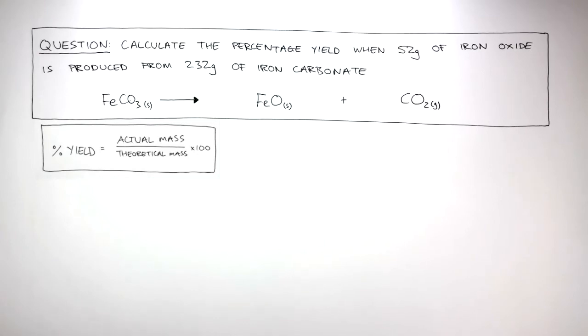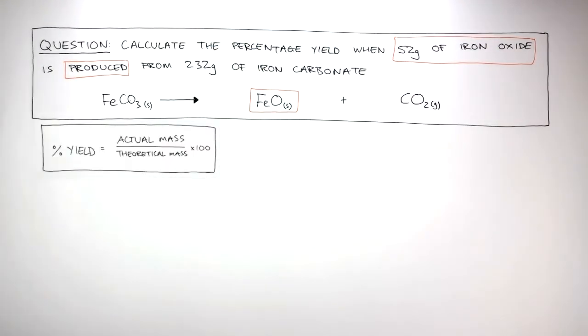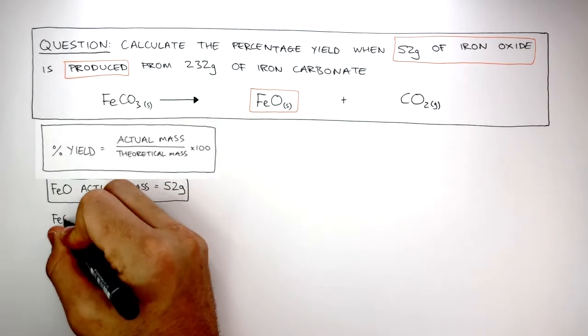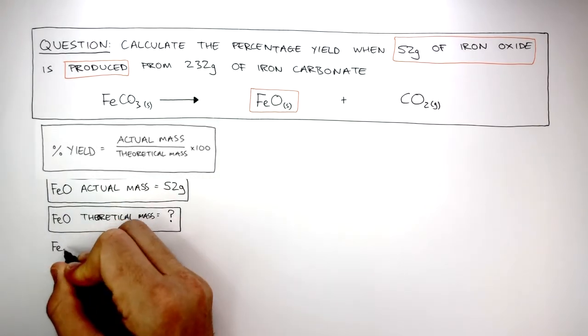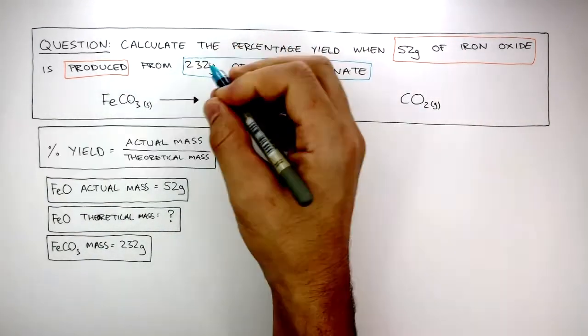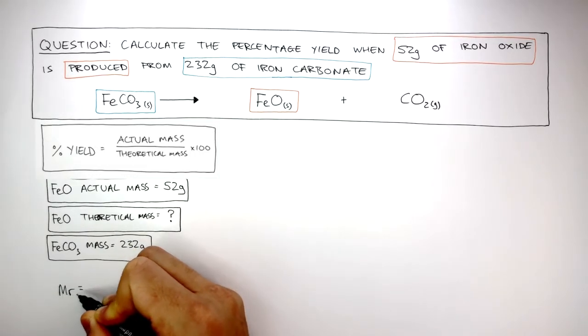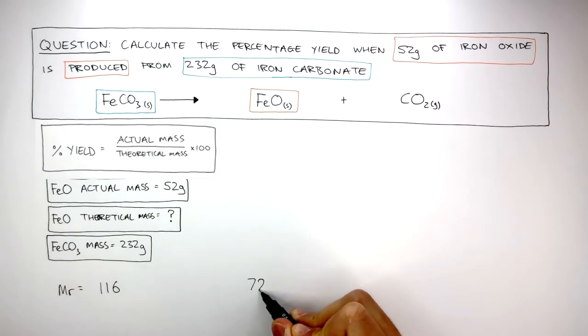The question tells us 52 grams of iron oxide is produced. FeO is iron oxide. So iron oxide's actual mass is 52 grams. Iron oxide's theoretical mass is unknown. And we've been told iron carbonate's mass is 232 grams. We can see that in the question here. FeCO3 is iron carbonate. We then work out the MR of iron carbonate and iron oxide. The MR of FeCO3 is 116 and the MR of FeO is 72.